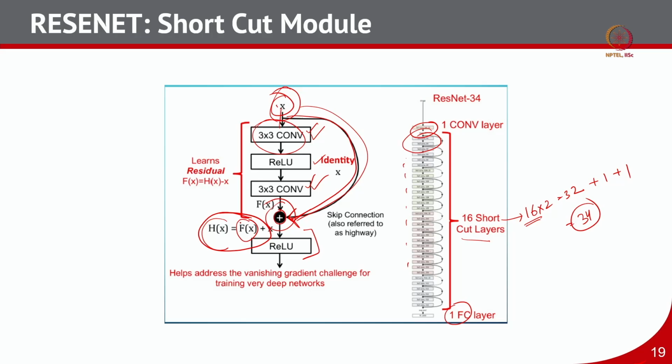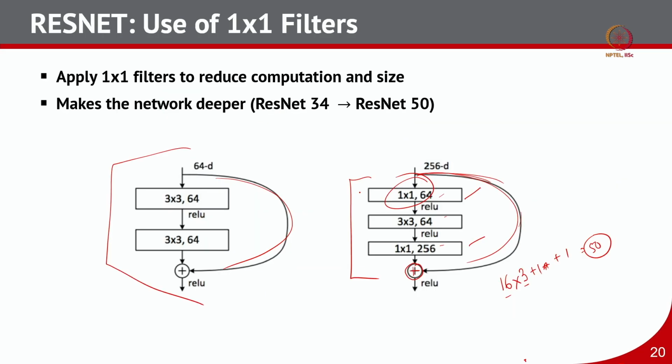Of course, these shortcut modules improve the accuracy of ResNet on the ImageNet dataset. Using this one by one filter, we can reduce the computation and size, but since we have these shortcut modules in ResNet, there are implications on the hardware, on the system itself.